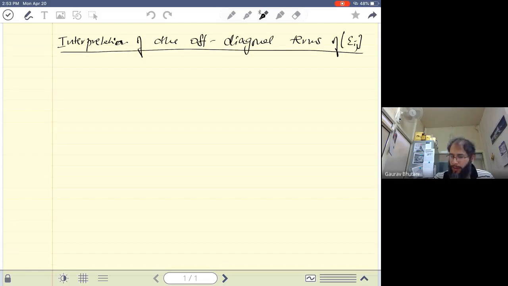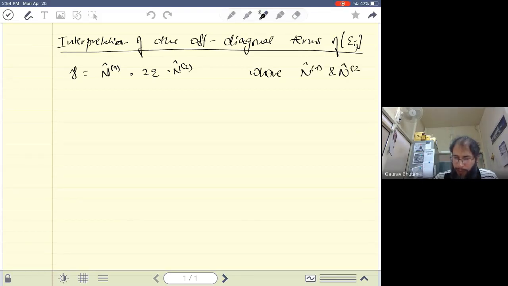So that's where we stopped: interpretation of the off-diagonal terms of epsilon. So we wrote gamma as equal to n1 dot twice epsilon dot n2, where n1 and n2 are perpendicular.